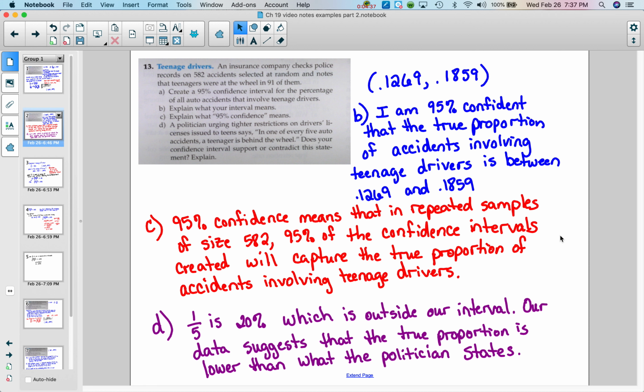In Part D, a politician urging tighter restrictions on drivers' licenses issued to teens says in 1 of every 5 auto accidents, a teenager is behind the wheel. Does your confidence interval support or contradict this statement? Well, since 1/5 is 20% or 0.2, that's outside our interval. Our interval is completely beneath 0.2, so our data suggests that the true proportion is lower than what the politician states. That gives you an idea of how you should have done that homework problem.